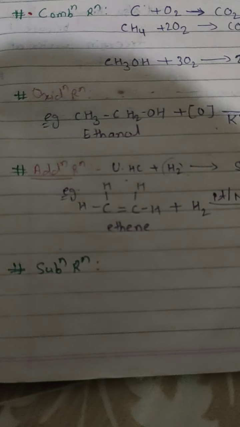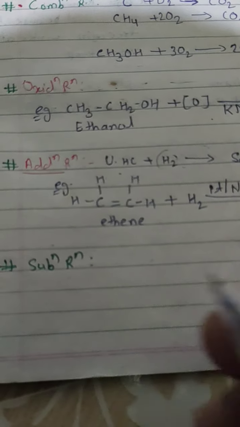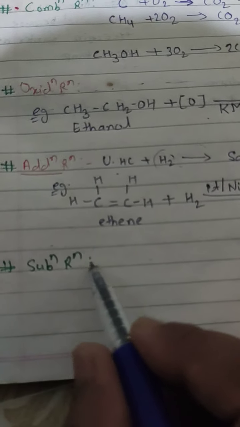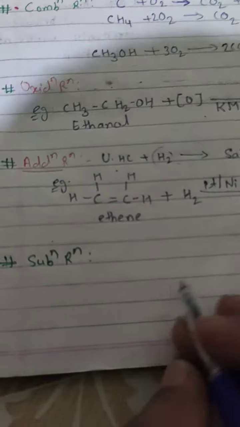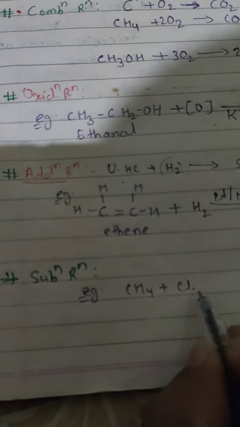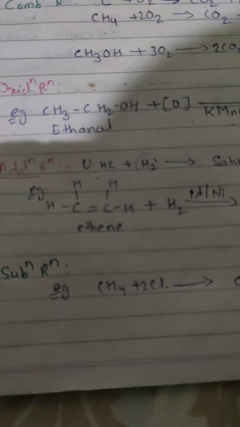Now come to the fourth one, substitution reaction. See, substitution reaction is where any atom or group of atoms reacts with hydrocarbons and replaces one hydrogen. One hydrogen is replaced by any other element to form a new compound. Let's see the example, like methane, CH4. It reacts with chlorine. So it will form CH3Cl and HCl.